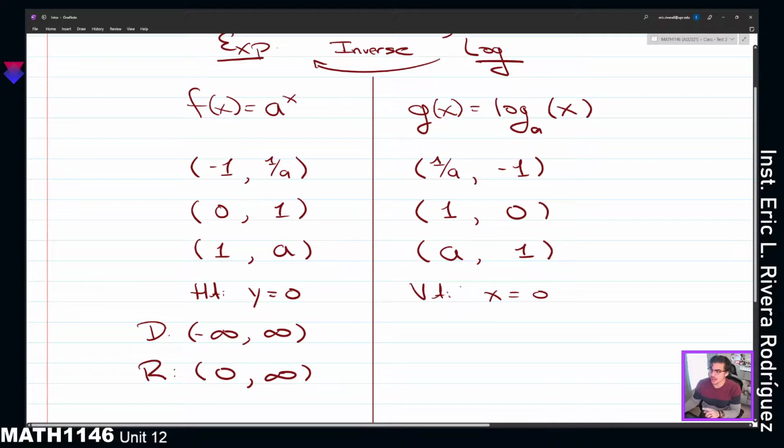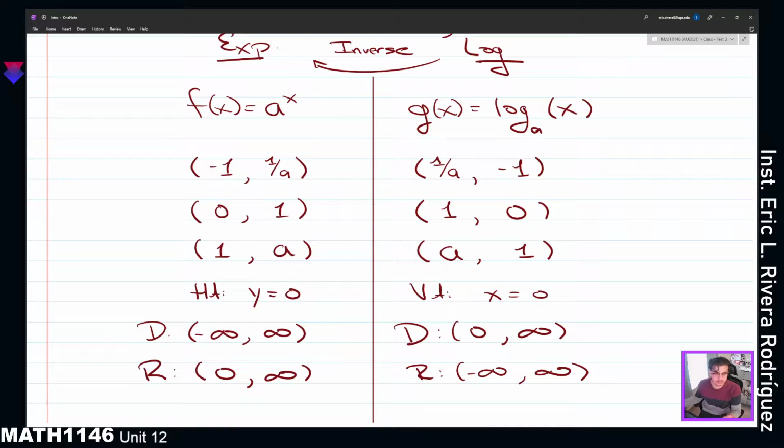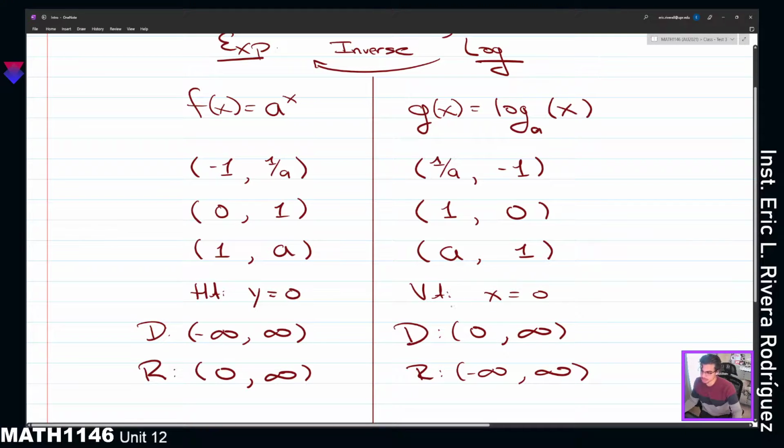All right. So how do this domain and range relate to the logarithmic function? Well, they are inverse. So now the domain of the logarithmic function is from 0 to +infinity, and the range is going to be from -infinity to +infinity. Again, you can see the relationship between the vertical asymptote now and the domain of the logarithmic function.